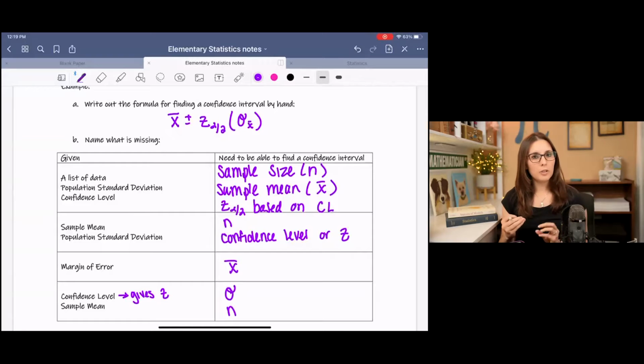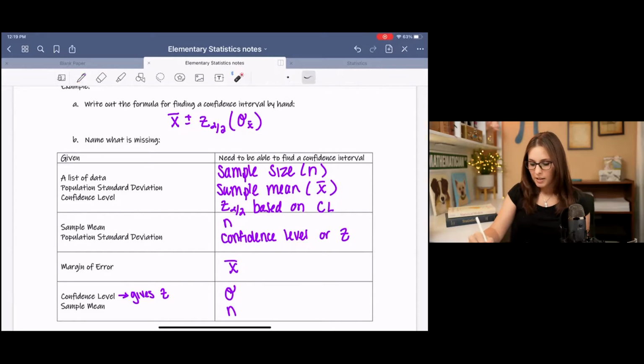You might have some slightly different answers depending on how your brain thinks for these, but you should be pretty close. The formula just came from a previous page in the notes, so you just rewrite that down, and hopefully that's helping you narrow down what's missing in these examples. So in the first example, we have a list of data, the population standard deviation, and the confidence level. The confidence level is going to give you Z. What we need is to count up the number of items in the list of data for N, and then find the sample mean based on the data.